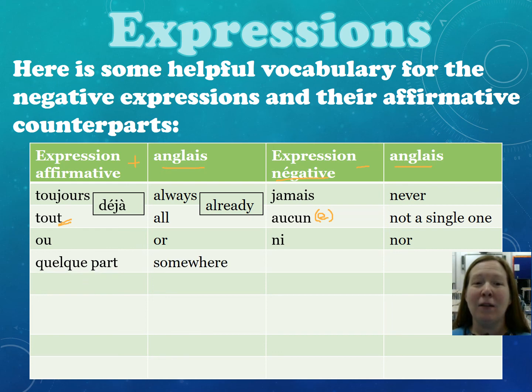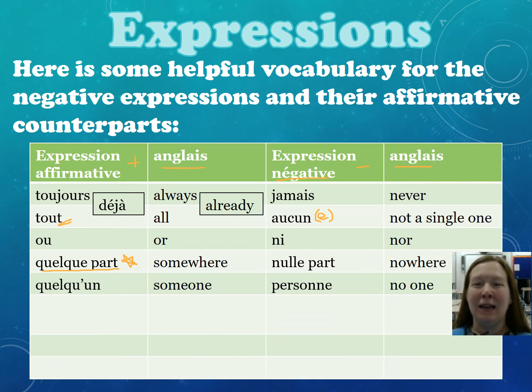Quelque part means somewhere, and this one might be new to you. So if you just want to use somewhere in general, like I need to go somewhere or let's go somewhere for vacation, quelque part is what you're going to use. The negative is, of course, nulle part, meaning nowhere. Quelqu'un, you have seen before, meaning someone, and personne, no one.